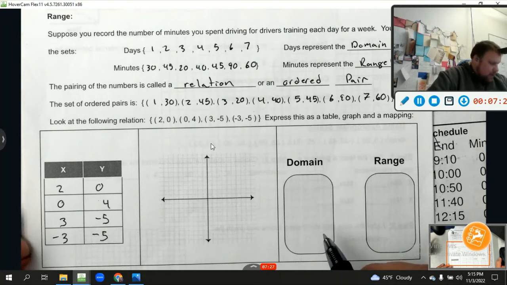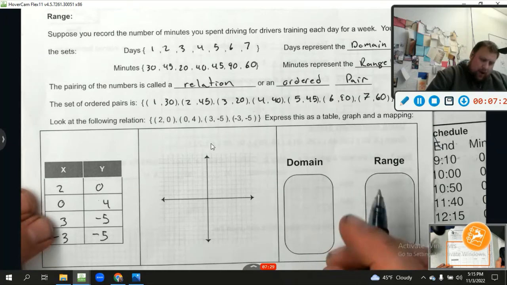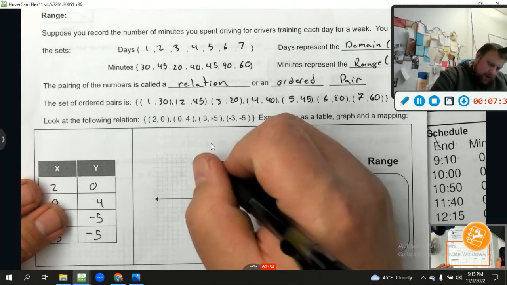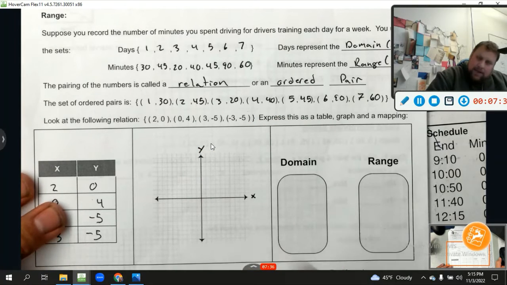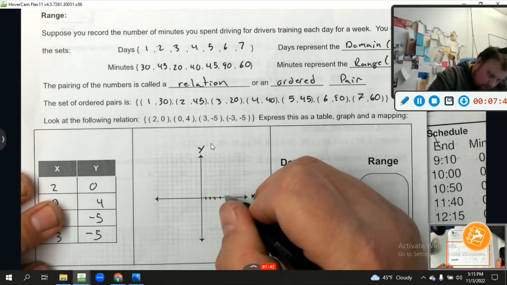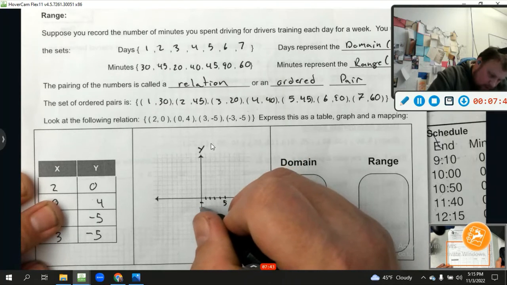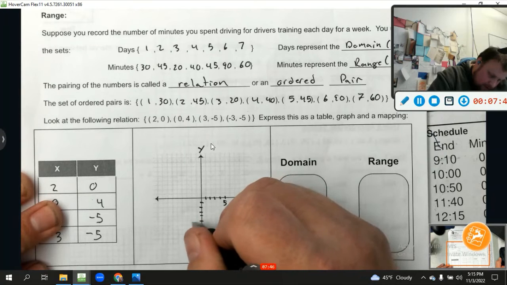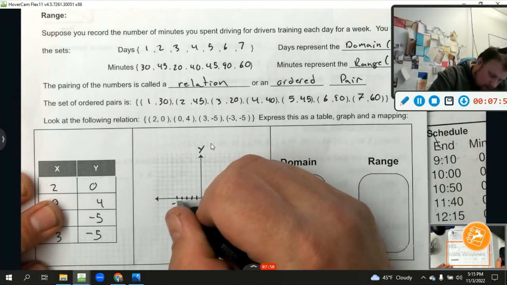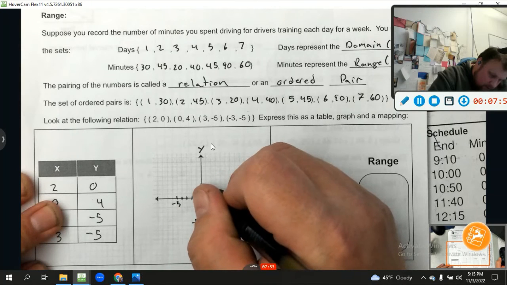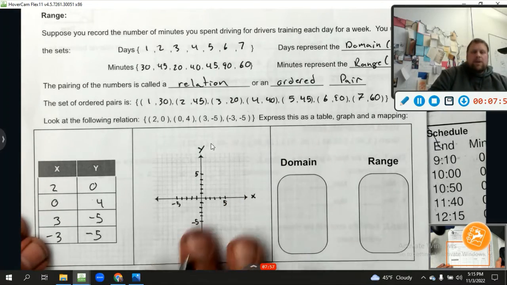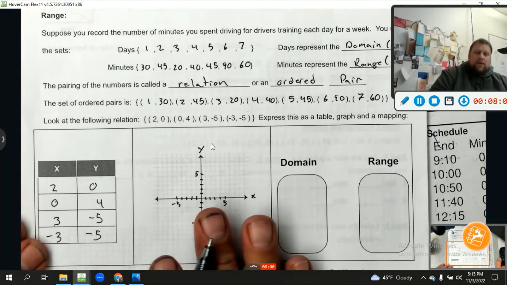Okay? Let's do this as a graph. Now, when you're doing a graph, I want to tell you a couple things I'm always looking for. Number one, always label your x and y axes. Second thing, I want you to always label the scales. So 1, 2, 3, 4, 5, and 1, 2, 3, 4, negative 5. And at times you'll have different scales, but you'll label some of the scales. Basically, we just want to make sure we label the scales.